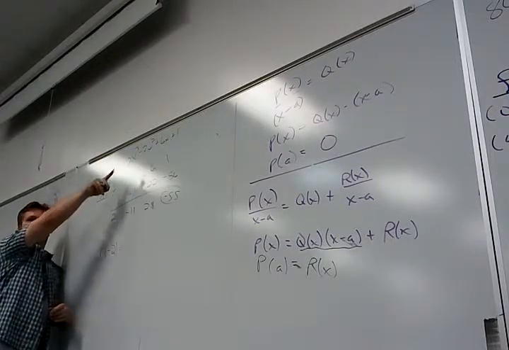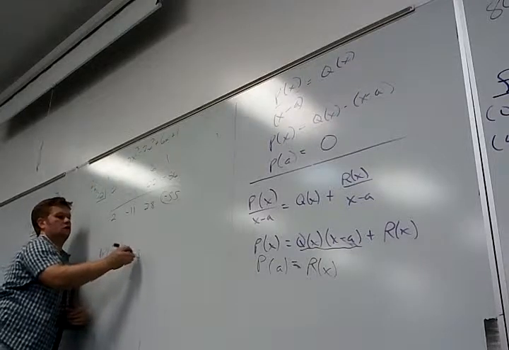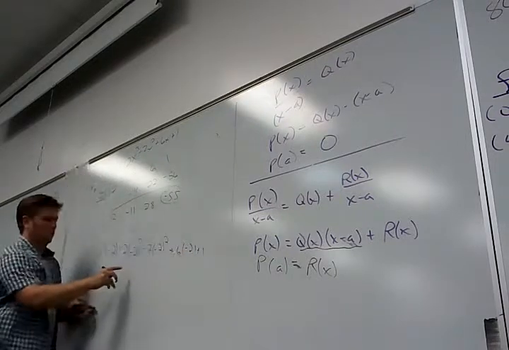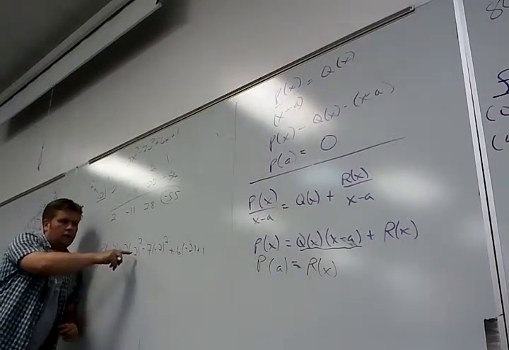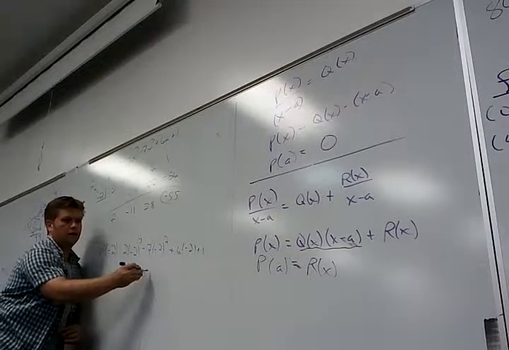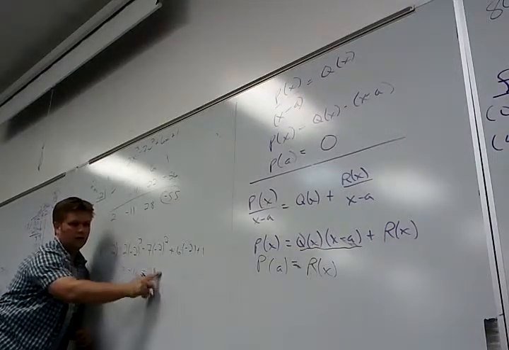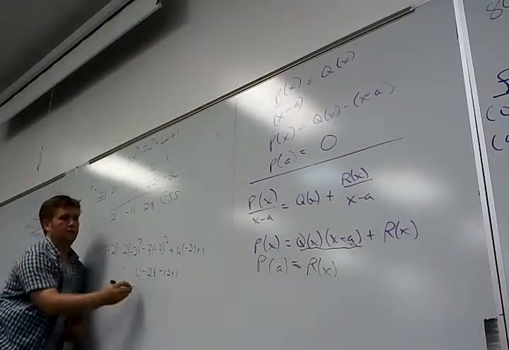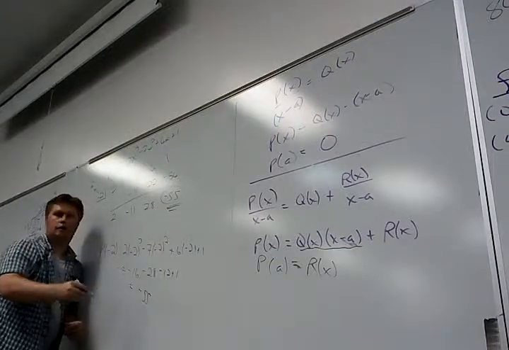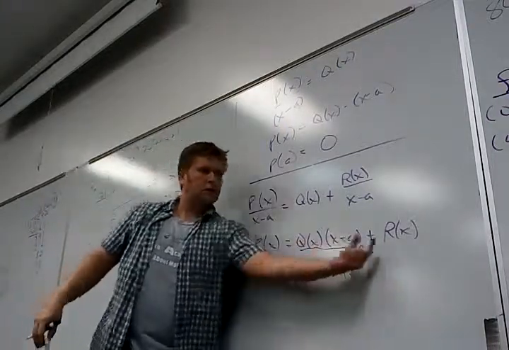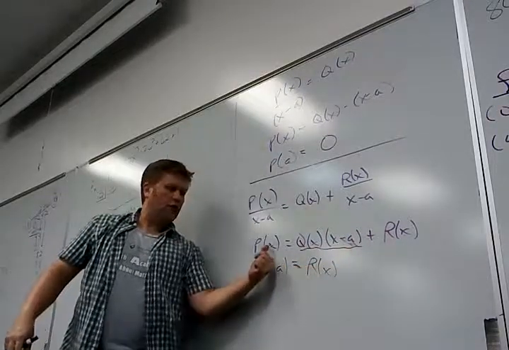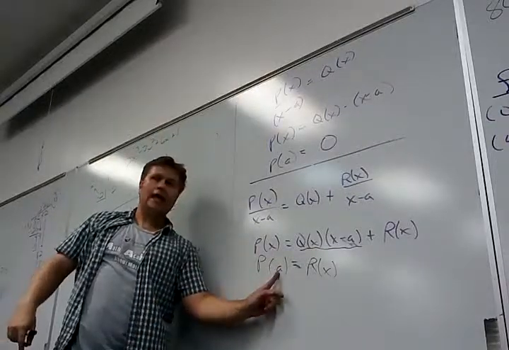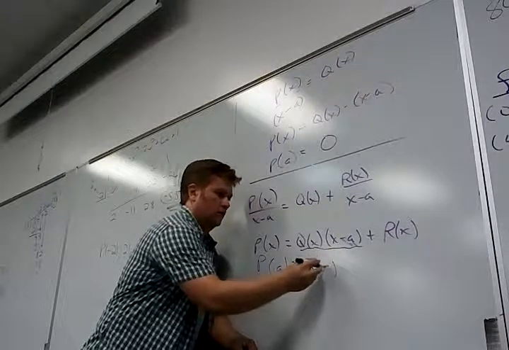Let's just do it directly. What is P of negative 2? 2 times negative 2 cubed, minus 7 times negative 2 squared, plus 6 times negative 2, plus 1. What do you get? You get negative 16, minus 28, minus 12 again, plus 1. I get negative 55. Very interesting, right? And that's what this is trying to say. If it doesn't go in evenly, then when you evaluate that polynomial, whatever the original was, at a, you're going to get the same thing as the remainder.